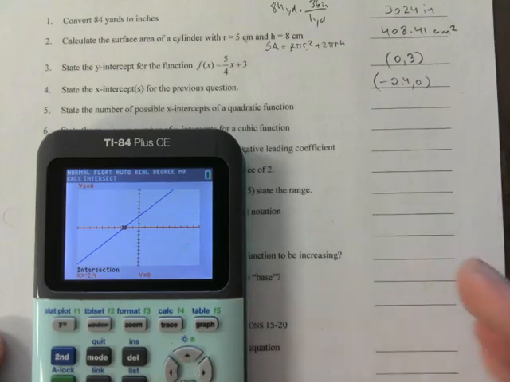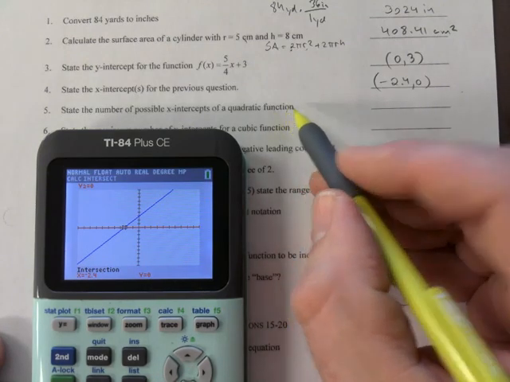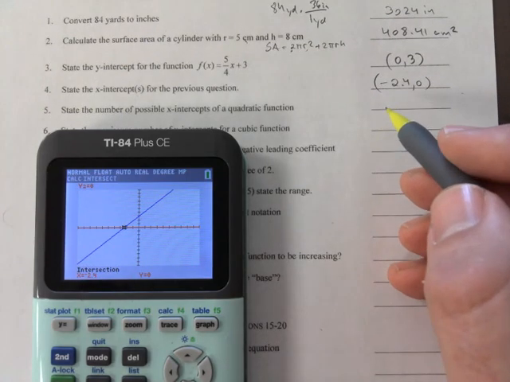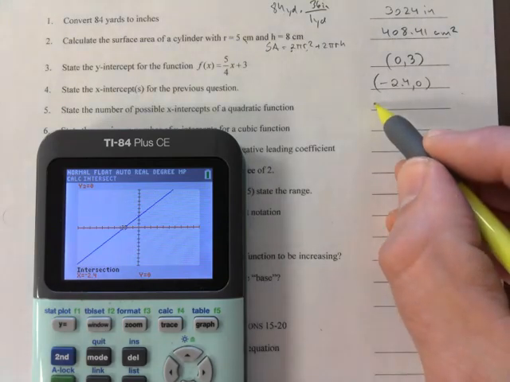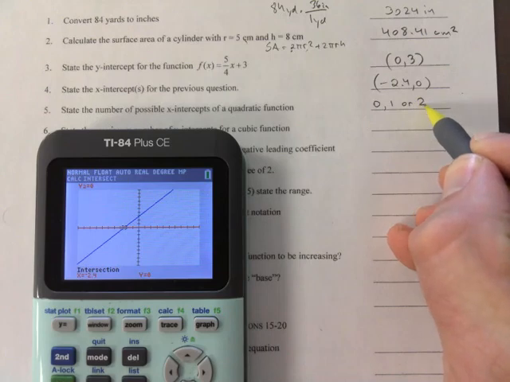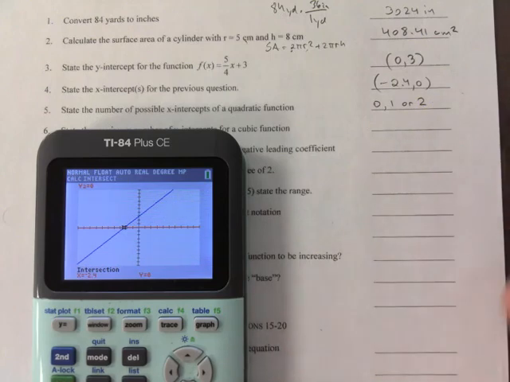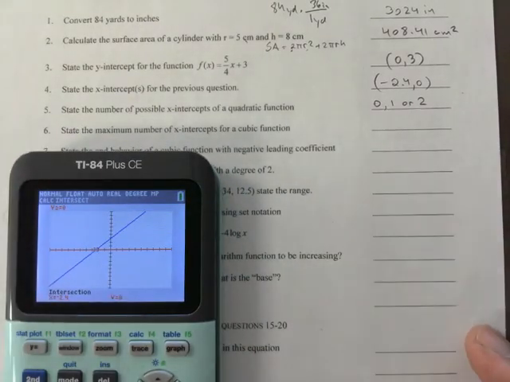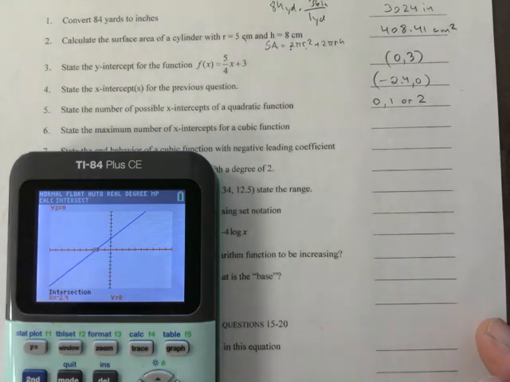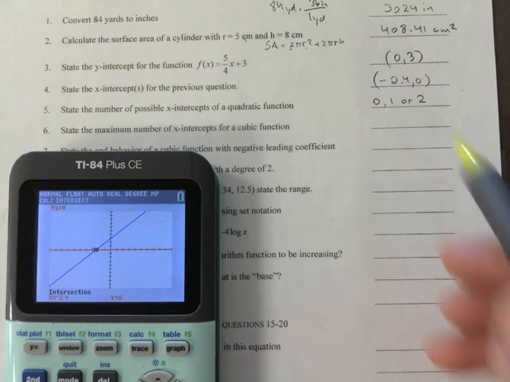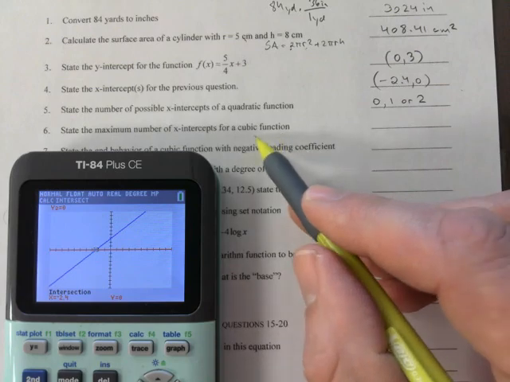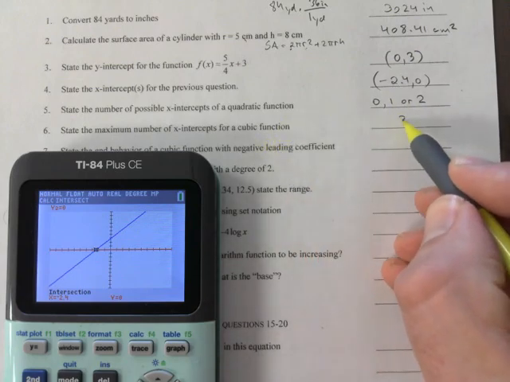State the number of possible x-intercepts for a quadratic function. Possible is 2, right? The number of possible, it doesn't say max, so I would say 0, 1, or 2. That's very unique to quadratics, all right? 0, 1, or 2. A cubic has a minimum of 1, right? A cubic will always cross the x-axis no matter what. But a quadratic has the 0, 1, or the 2. Maximum number of x-intercepts for a cubic function would be 3.